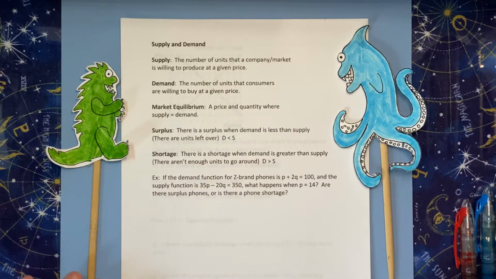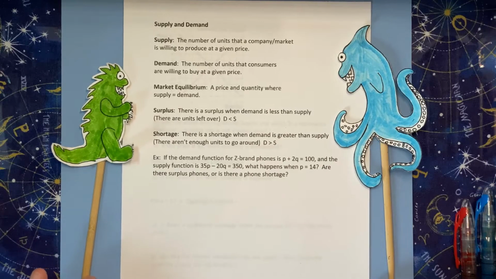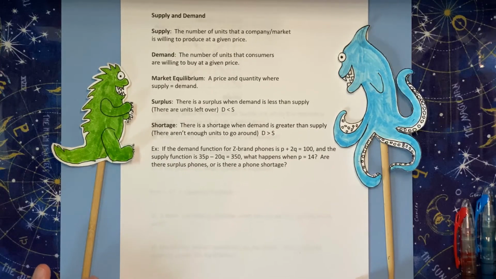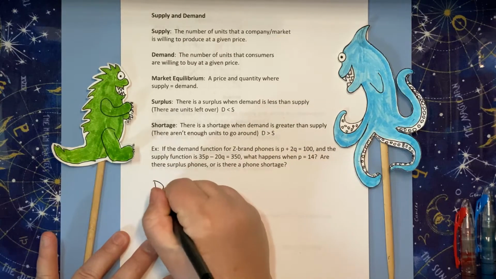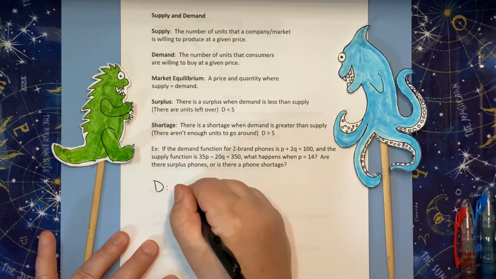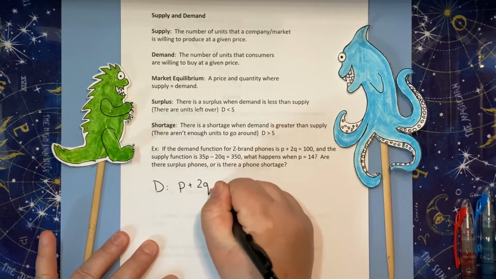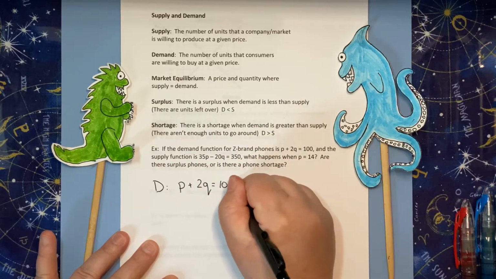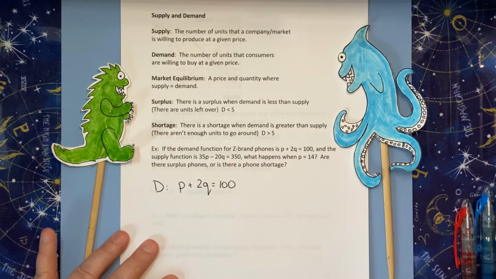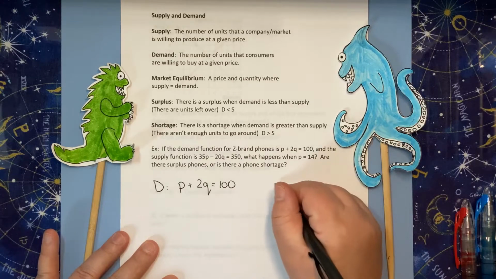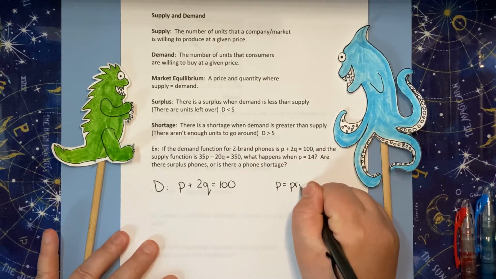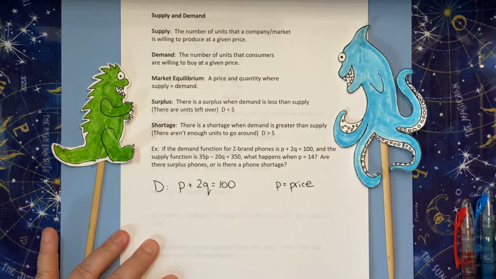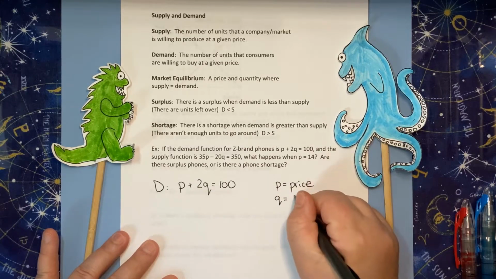So let's talk about a very specific example from the book. If the demand function for Z brand phones is P plus 2Q equals 100, I'm going to stop right there and take a look at what we've got. This is demand: P plus 2Q equals 100. Nobody's saying what P and Q are, but hopefully it is fairly self-evident that P stands for price, and Q is the quantity.